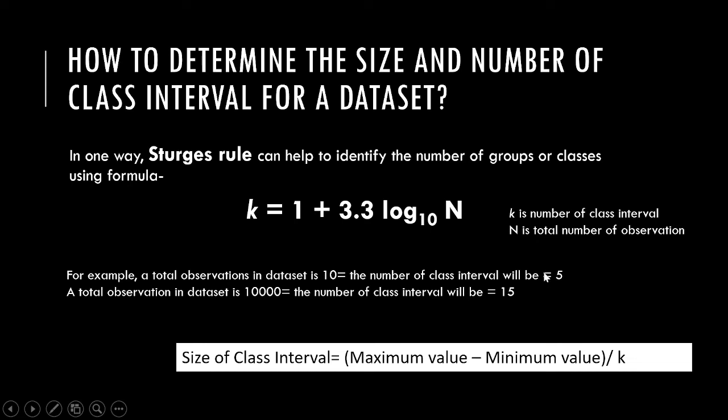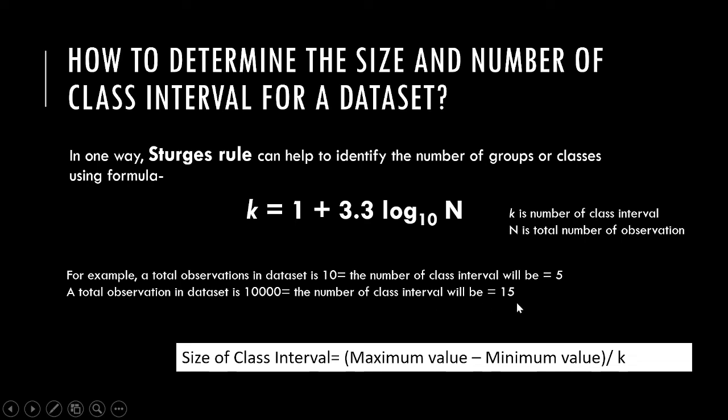Applying this rule, you can keep 10 in the place of n, then it will be log 10. Log 10 will be 1. You multiply with 3.3, and it will give 4.3. You cannot make the number of class intervals 4.3, so you have to take the upper limit to form an integral. If there are 10,000 observations in a data set, the number of class intervals can be 15.